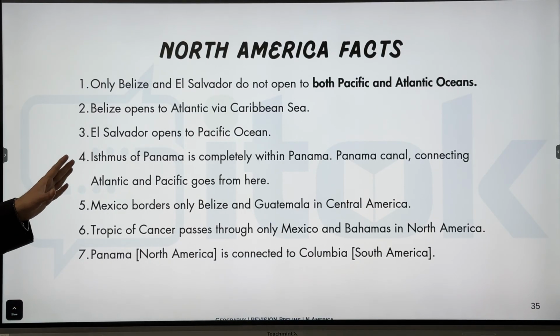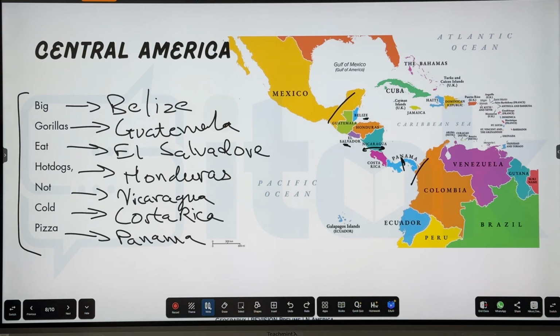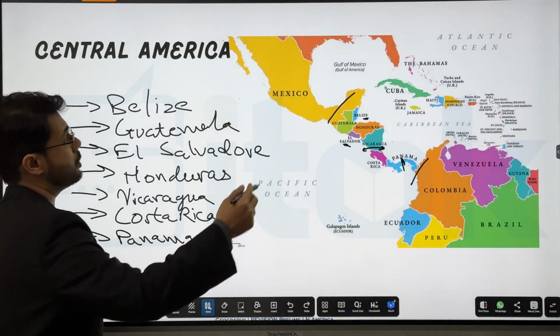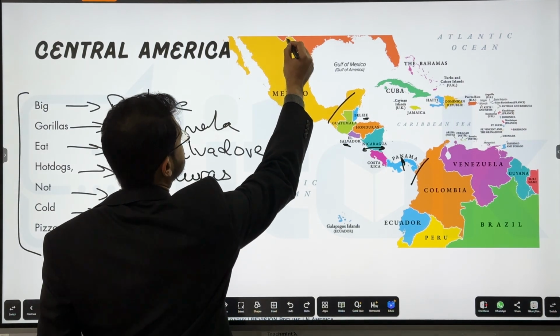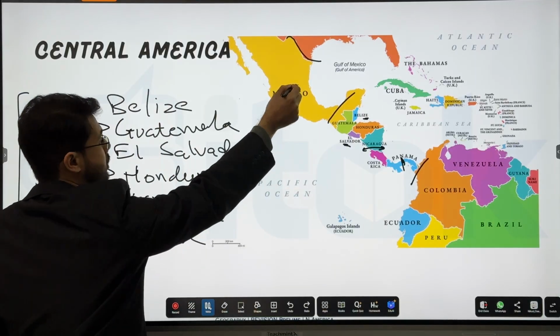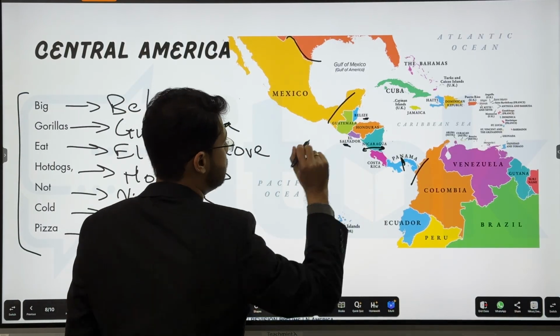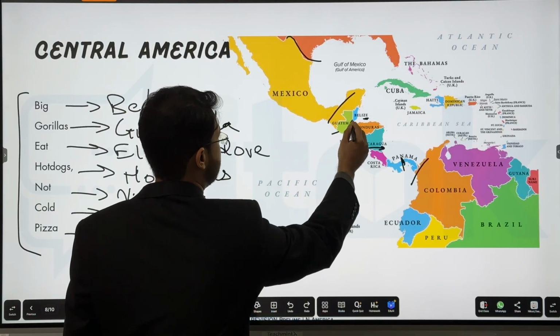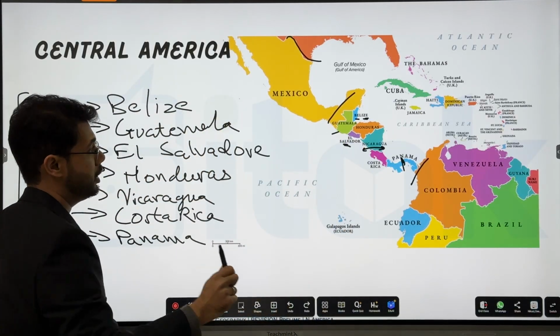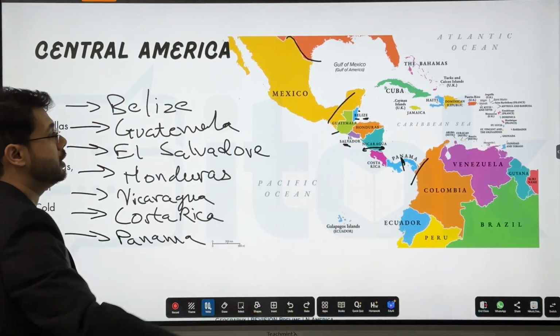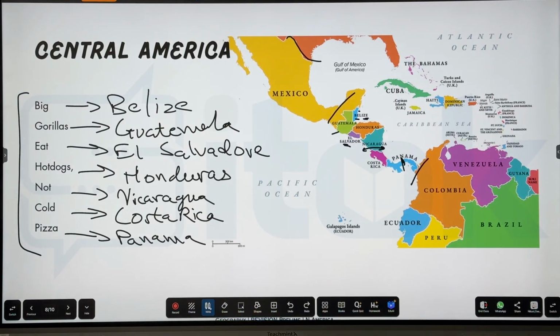I have already told you Belize and El Salvador, and Isthmus of Panama is within Panama completely. Mexico borders only Belize and Guatemala. Yes, just remember Mexico, northern part we know, separated by the Rio Grande River over here by the US, and the southern boundary of Mexico has just two countries, Guatemala and Belize. Northernmost Central American country is Belize. Just remember this mnemonic. Big gorillas eat hot dogs, not cold pizza, and you will remember all the countries in a north-south order as well.